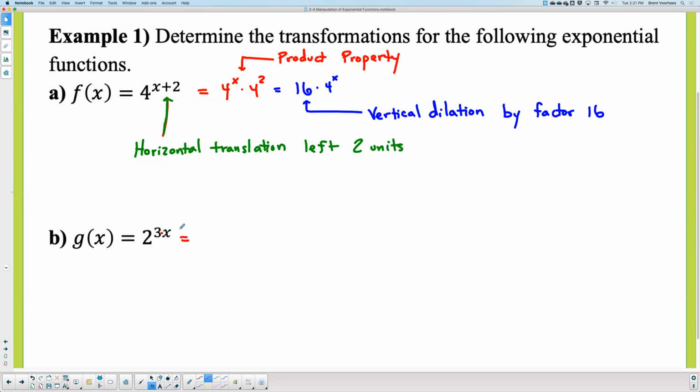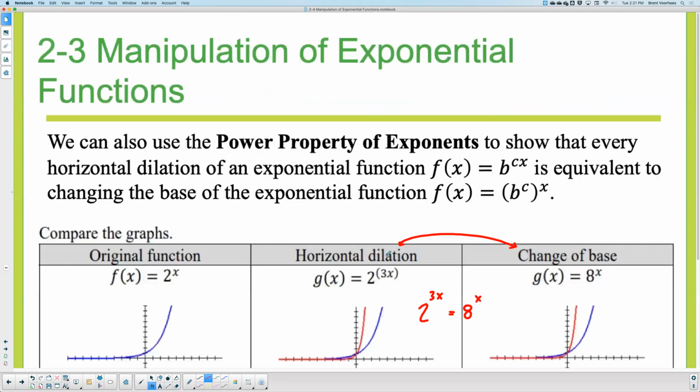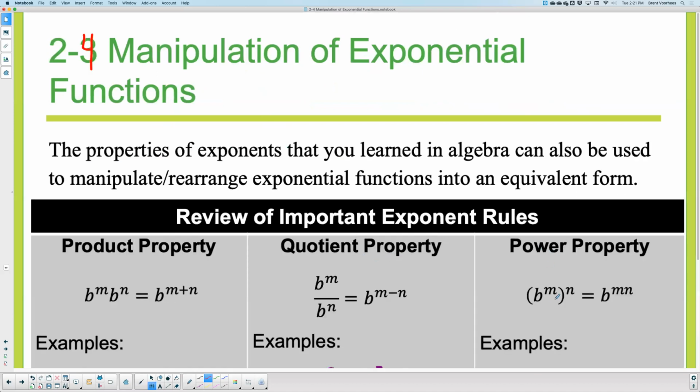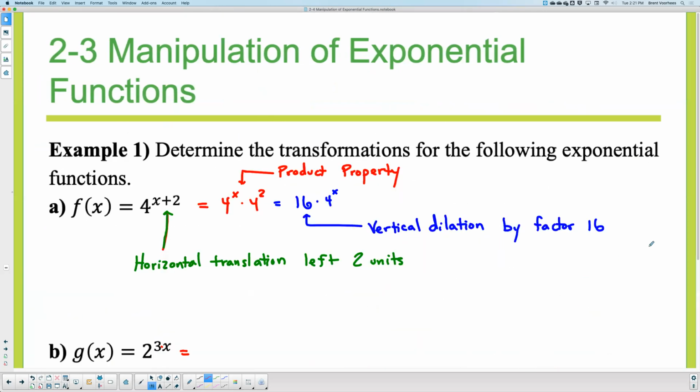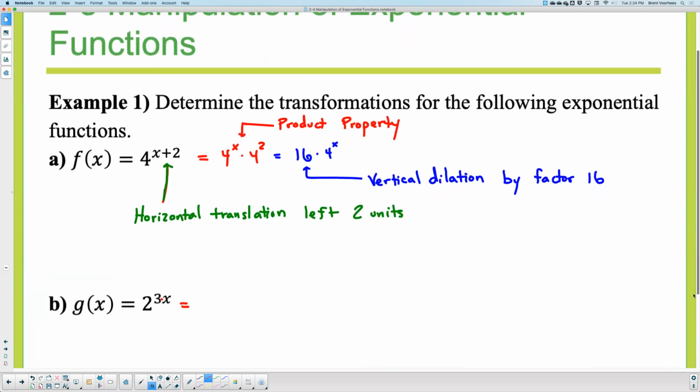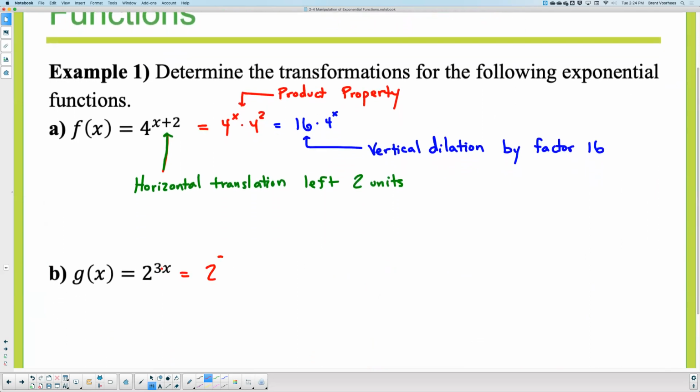A power that's multiplying, you could change to become. So you're looking right. Power property. A power that's multiplying, what could you do? You could separate them as a power raised to a power. So what I'm going to do here is I'm going to separate, and I'm going to put 2 cubed and raise that to the power of x. Now I'll go ahead and name this one so we don't forget. What was the name of this property? Power property.